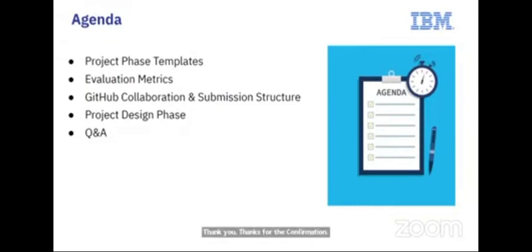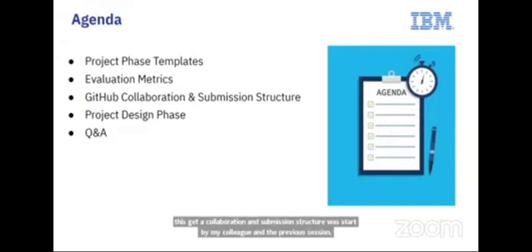So as I said, we'll first go through the project phase and templates. Basically, it's what phases we have and what are their templates. We'll just first see that. Then we'll go through the evaluation metrics and then the GitHub collaboration, submission structure. This GitHub collaboration and submission structure was taught by my colleague in the previous session.